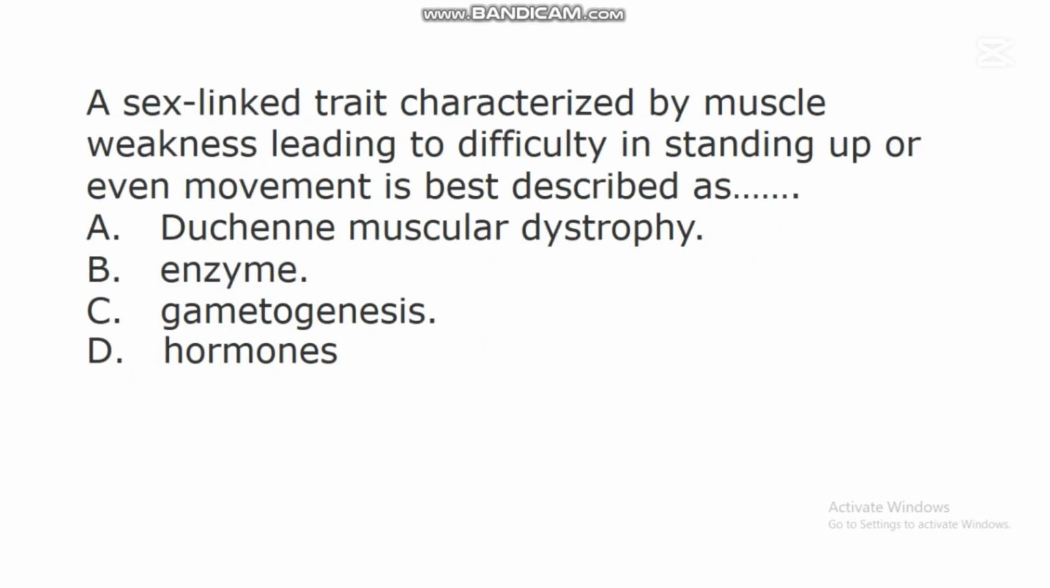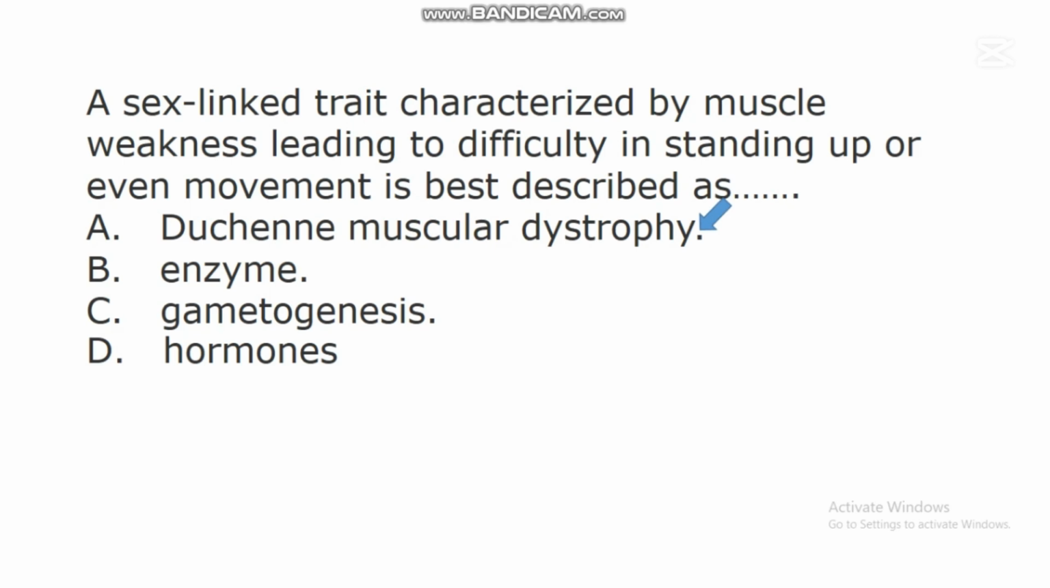The next question says, a sex-linked trait characterized by muscle weakness leading to difficulty in standing up or even movement is best described as dash. A, Duchenne muscular dystrophy. B, enzyme. C, gametogenesis. D, hormones. In this question, the correct answer is A, Duchenne muscular dystrophy.